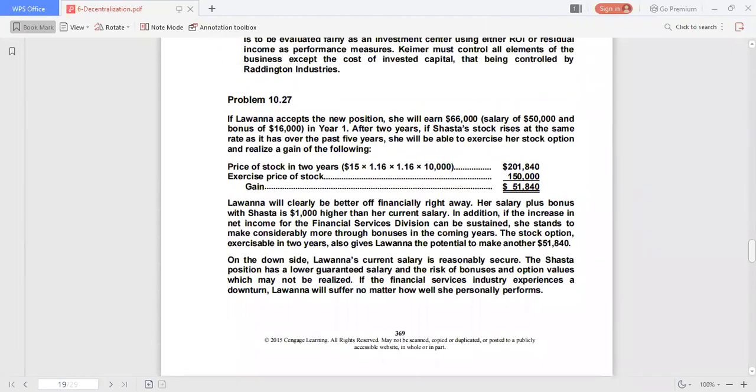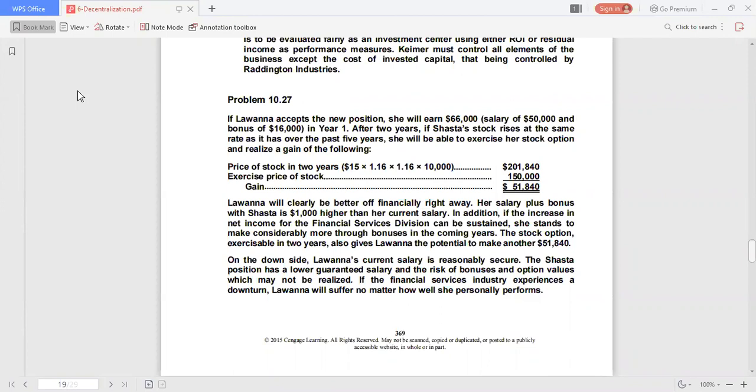Lawana Davis graduated from State U with a major in accounting 5 years ago. She obtained a position with a well-known professional services firm upon graduation and has become one of their outstanding performers. In the course of her work, she has developed numerous contacts with business firms in the area. One of them, Shasta Incorporated, recently offered her a position as head of their financial services division.